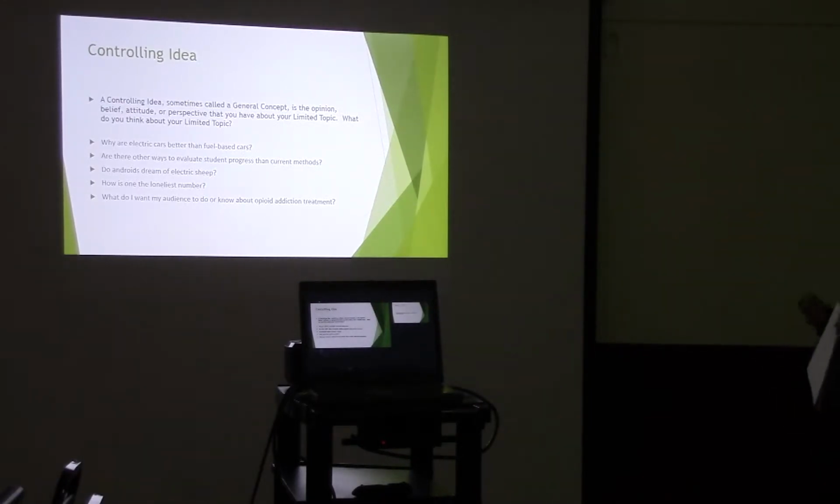So these are some ways that you could start to think about a controlling idea, depending on what your topic is. So why are electric cars better than fuel-based cars? That's asking you to compare and contrast and make a decision, right? And so the answer that you have for this will lead you to a controlling idea or perspective. Are there other ways to evaluate student progress than current methods? So that asks for new ideas in a way to challenge current ideas. And inevitably, depending on how you answer that, you will be making an argument, or you'll be making a stance as to what would be a more effective method.